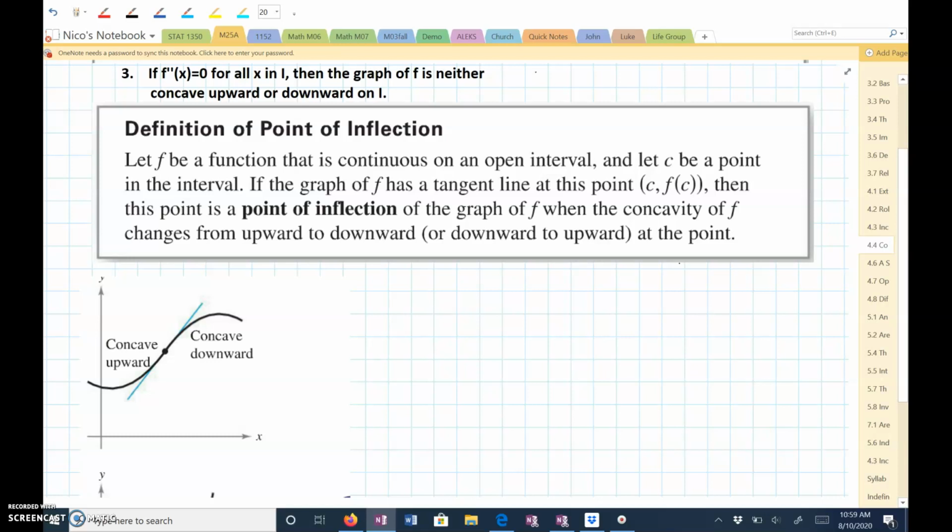Definition of points of inflection. Let f be a function that is continuous on an open interval. Let c be a point on the interval. If the graph of f has a tangent line at the point (c, f(c)), then the point is a point of inflection of the graph of f when the concavity of f changes from upward to downward or downward to upward at that point. So this is a point of inflection because concavity changes. Here it's concave up, here it's concave down.